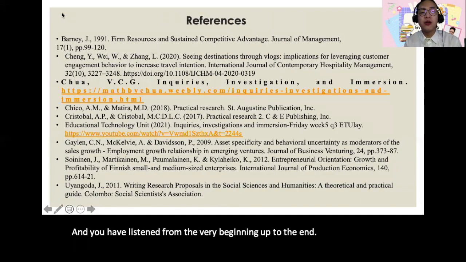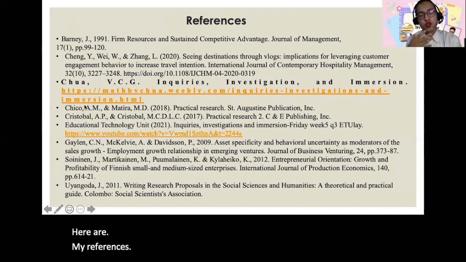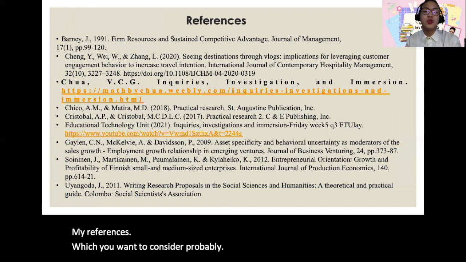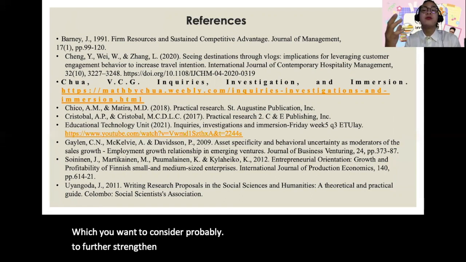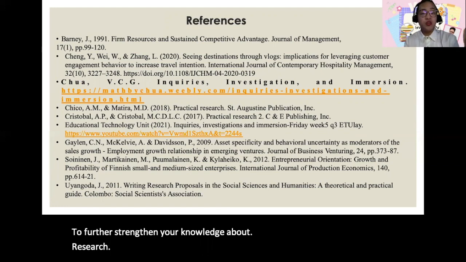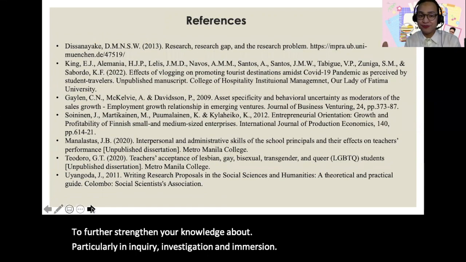Here are my references which you may want to consider to further strengthen your knowledge about research, particularly in inquiry, investigation, and immersion. All right.